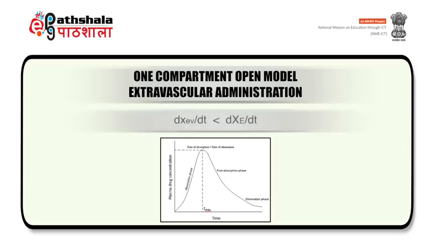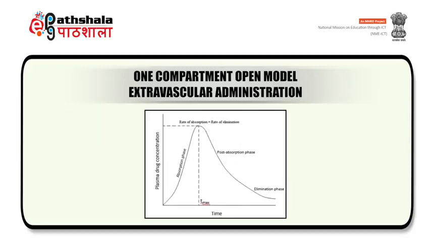During the post-absorption phase, drugs are present at the extravascular site and rate of elimination is greater than the absorption rate, that is dXev/dt is less than dXe/dt. When drug absorption is complete, rate of absorption becomes 0 and the plasma concentration time curve is characterized only by elimination phase, something parallel to IV bolus administration.